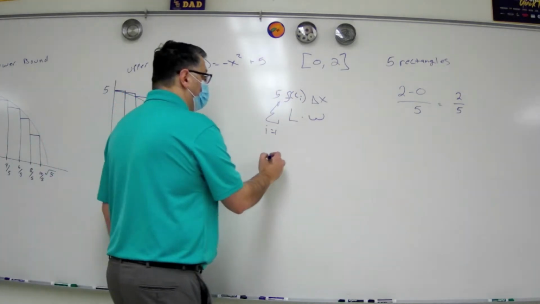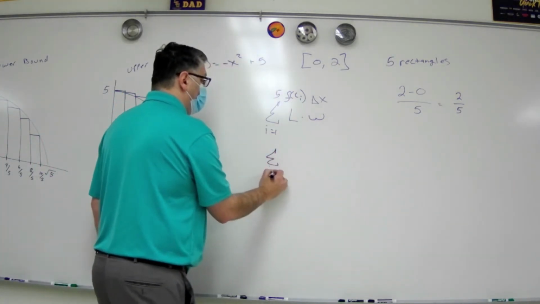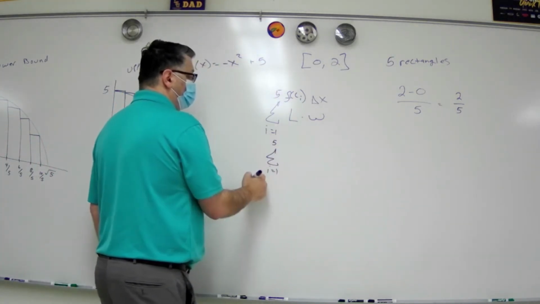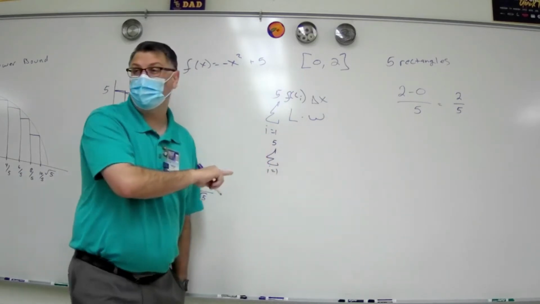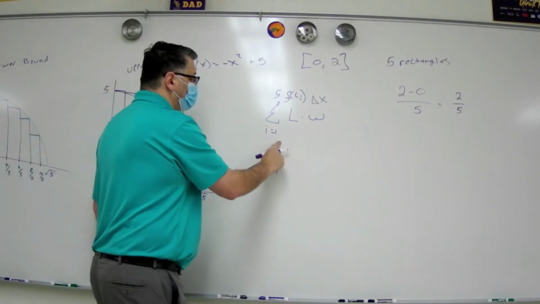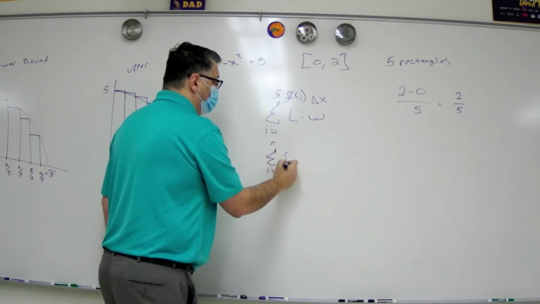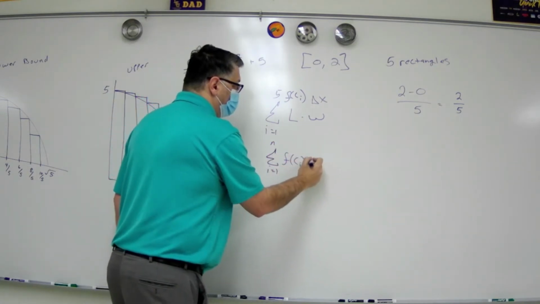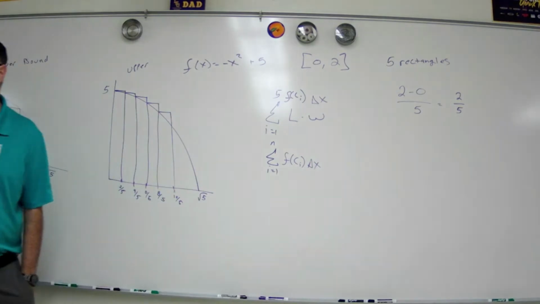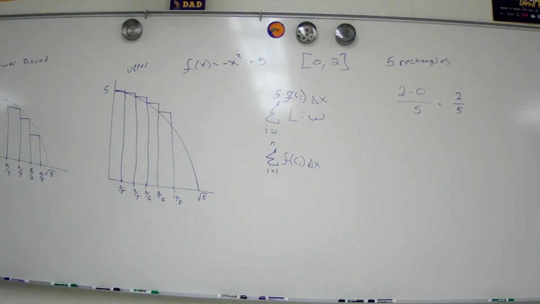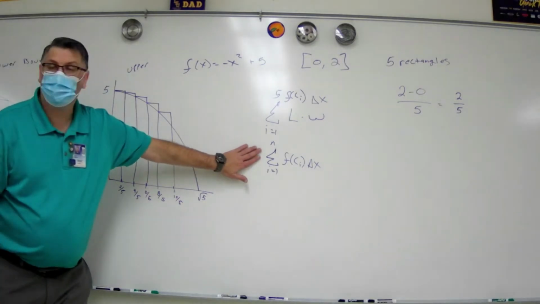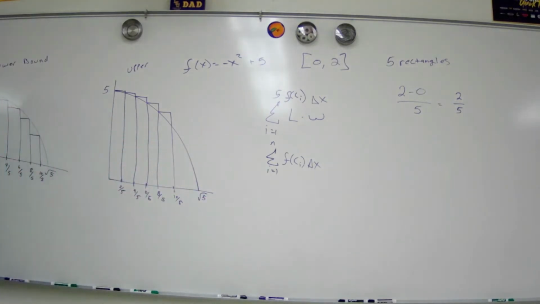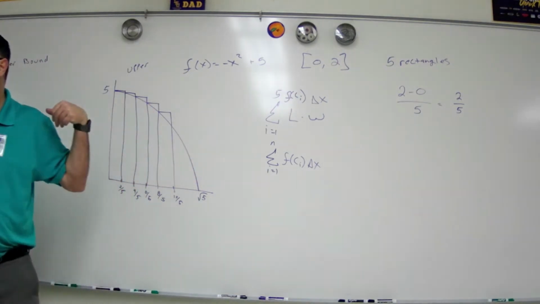So really, I can say an equation for this from 1 to 5, but I could always change that to n, right? If I really wanted to. N is f of c sub I delta x. That's all you're doing. That is your general equation to approximate the area underneath the curve. Pretty easy to understand now that you look at this after picking it apart, right?